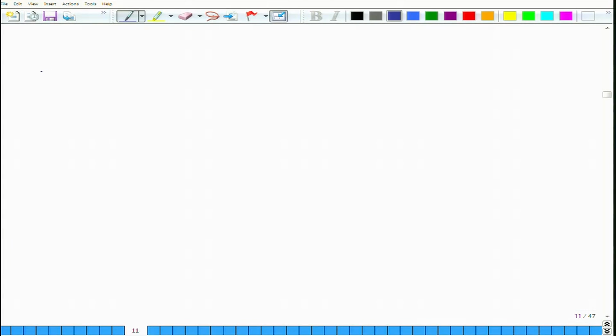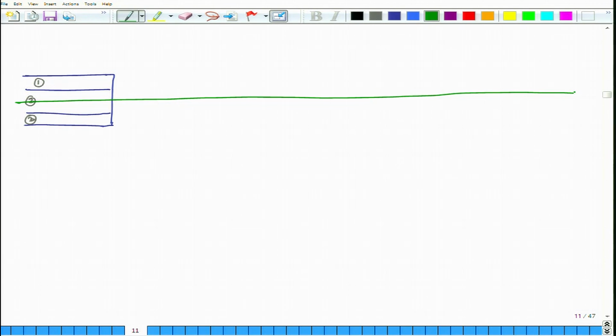So, consider a laminate, and we will consider a simple laminate which has, let us say, just 3 layers. So, this could be layer 1, this could be layer 2. So, this is 1, this is 2 and this is 3, and the mid plane of the system is somewhere here.